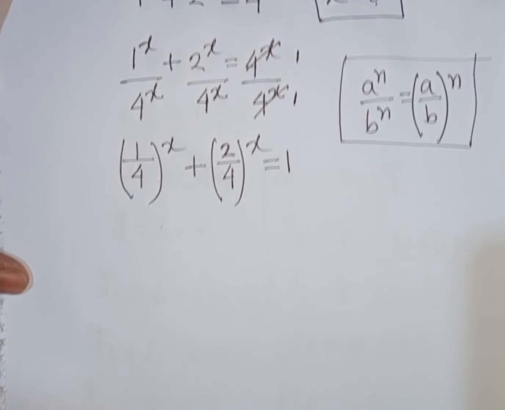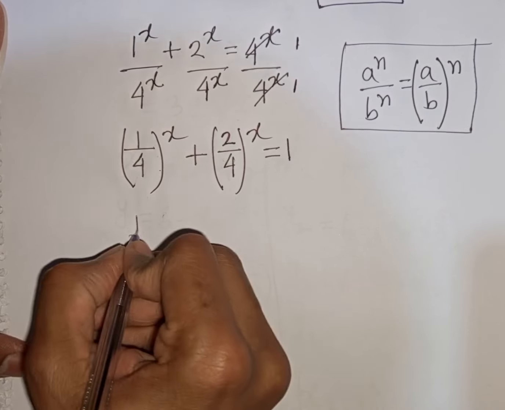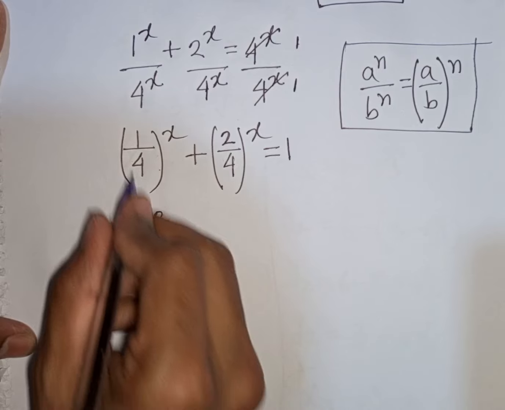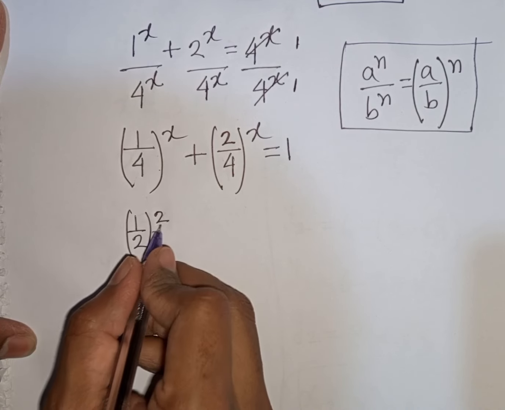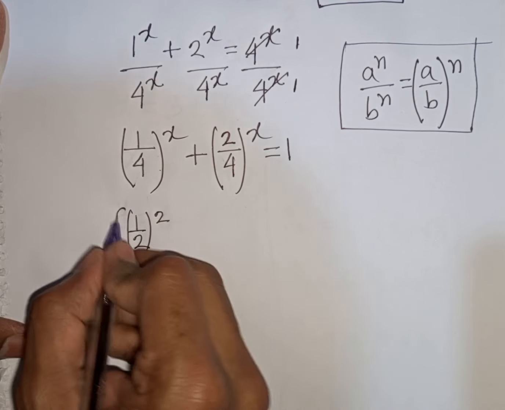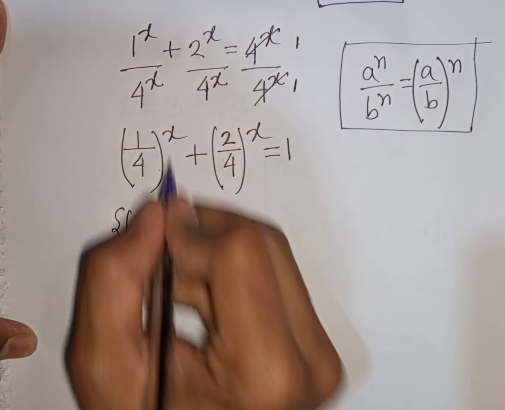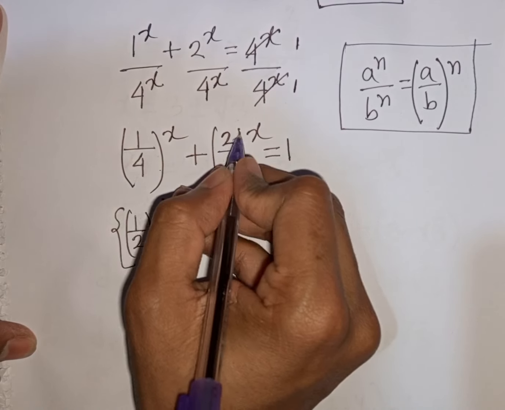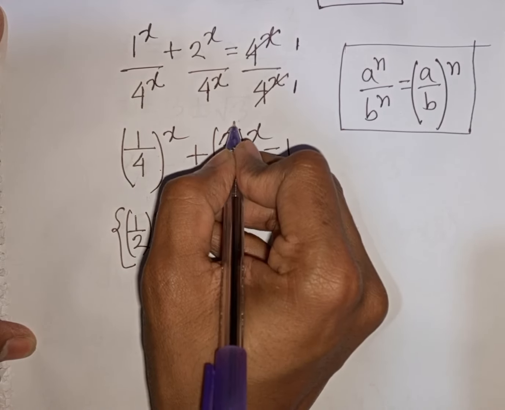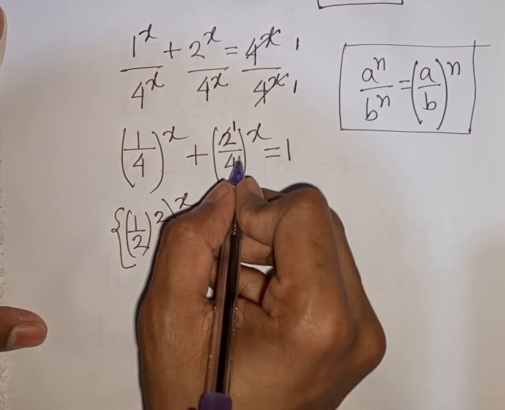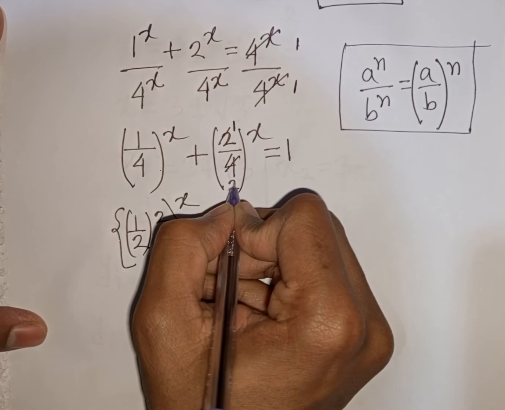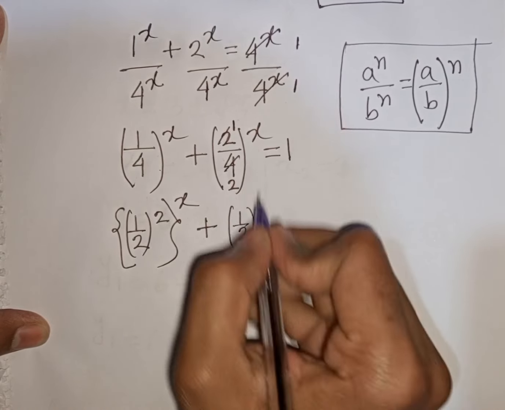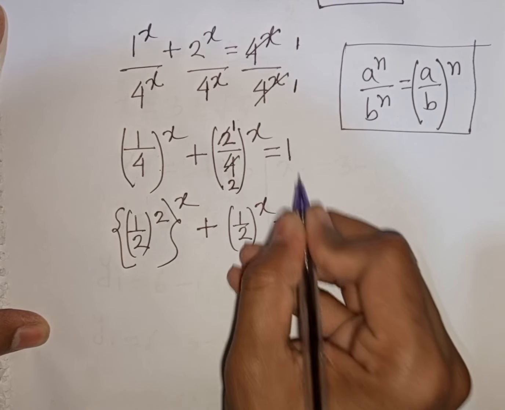Now, 1 by 4 can be written as 1 by 2 bracket power 2. 1 square is the same as 1 over 2 square, which is the same as 4. Then this first bracket can be written as second bracket, then power of x plus 2 divided by 2, that means it will be 1, 4 divided by 2, that means it will be 2. So we have 1 over 2, then bracket power of x is equal to 1.